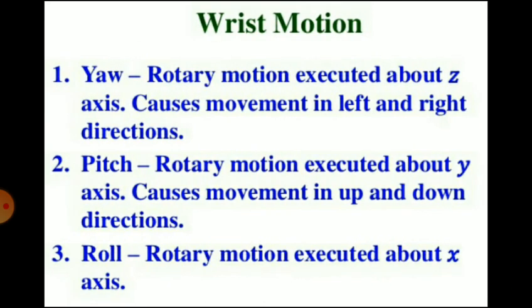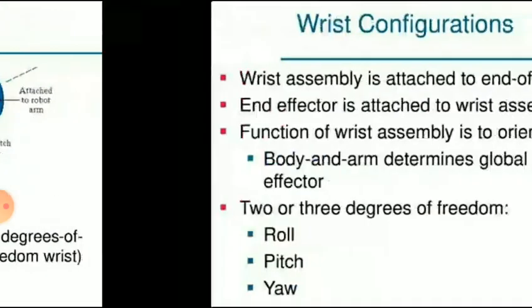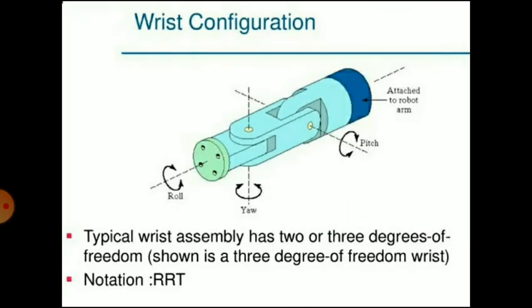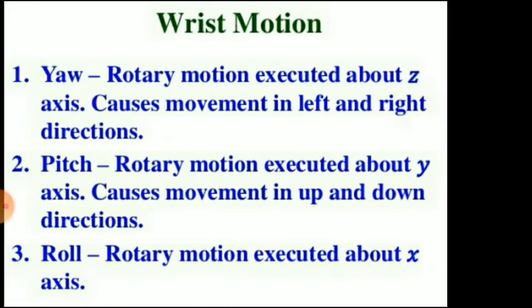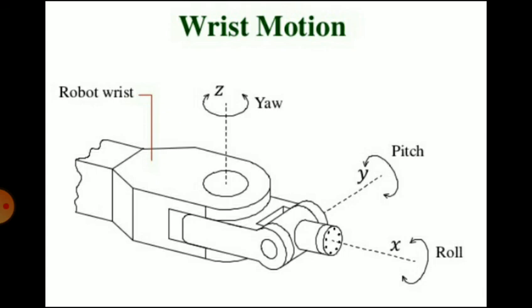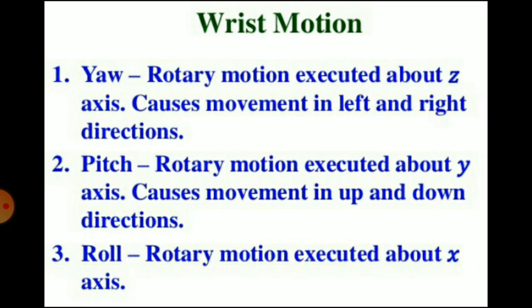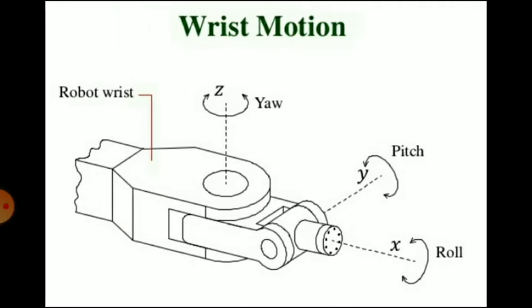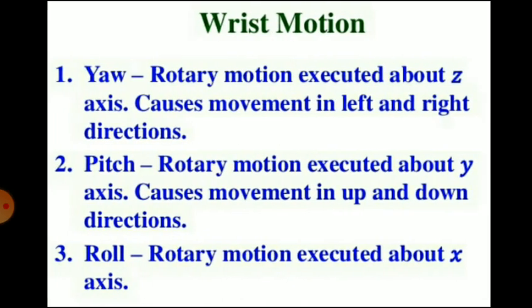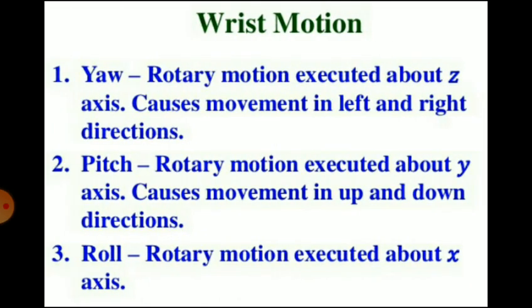Now the wrist motions. The first is yaw. Yaw is a rotary motion executed about the z-axis. It causes movement in the left and right direction. You can see how the end effector can be moved. Another diagram of the yaw you can see here, and it causes movement in the left and right direction.